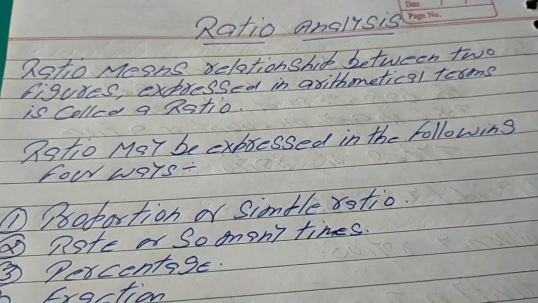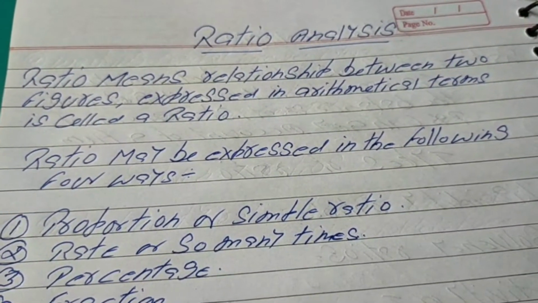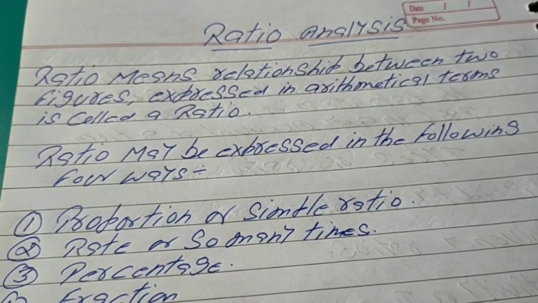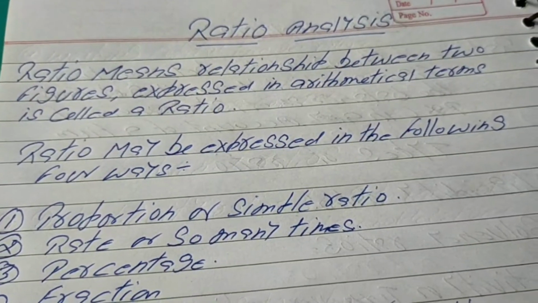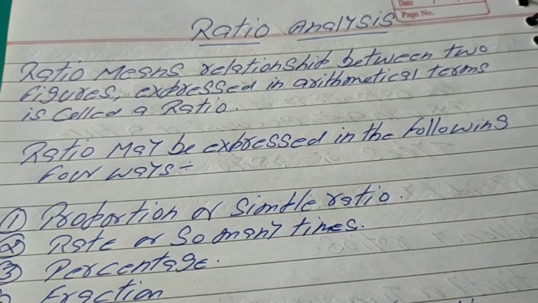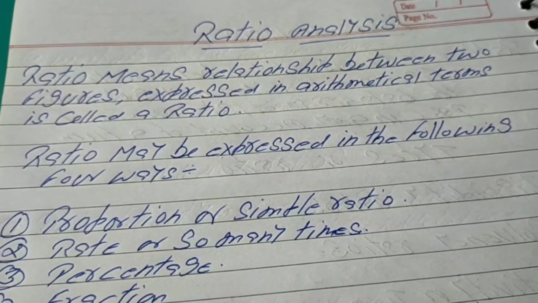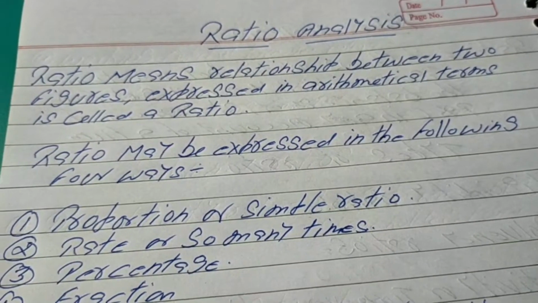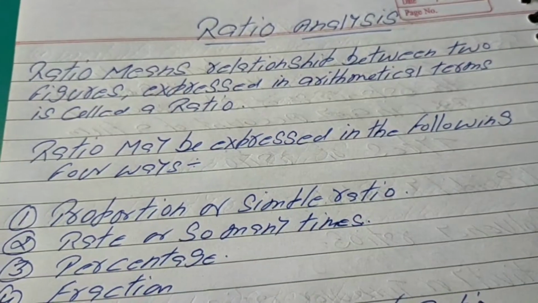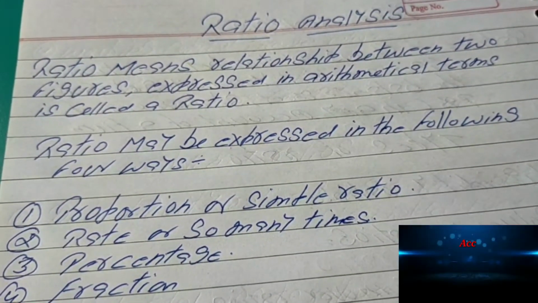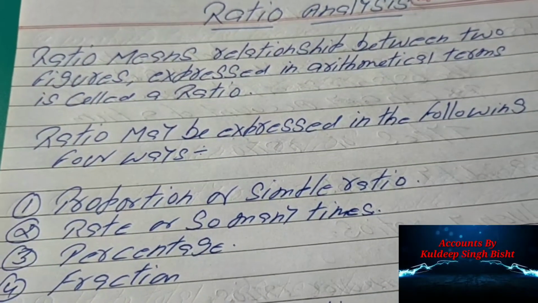Now class 12th, this is the new chapter, ratio analysis. Today we will discuss ratio analysis and its formulas, right? Ratio means the relationship between two figures expressed in arithmetical terms. In other words, ratio shows the relation between two figures which we can take from the balance sheet of the company and the statement of profit and loss.